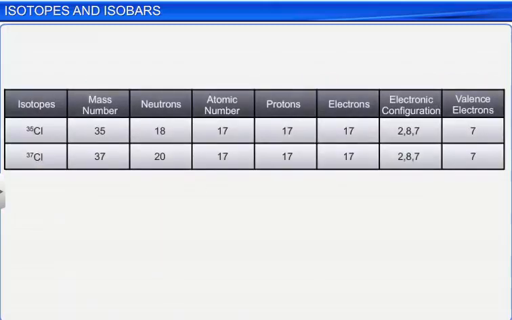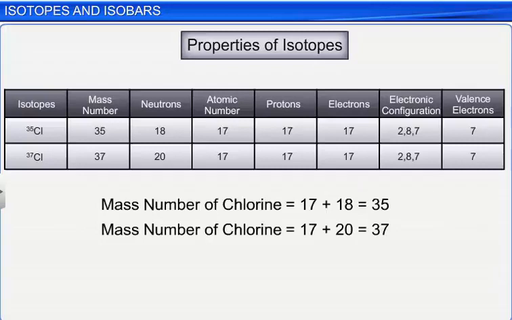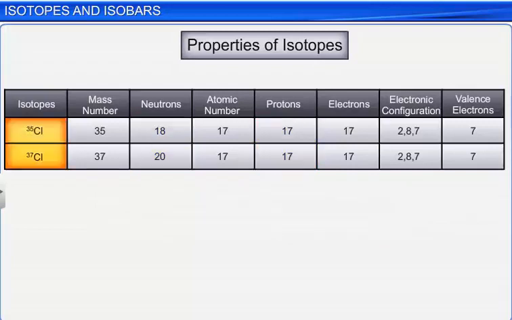The chemical properties of an element depend on the number of electrons present and their configuration within an atom, and not on the number of neutrons. Hence, as the isotopes have the same number of electrons, they exhibit similar chemical properties. However, as the mass of isotopes differ due to the different numbers of neutrons present in an atom, their physical properties differ from each other.